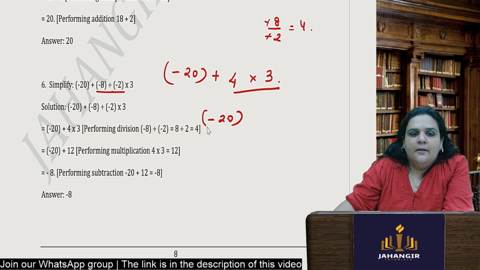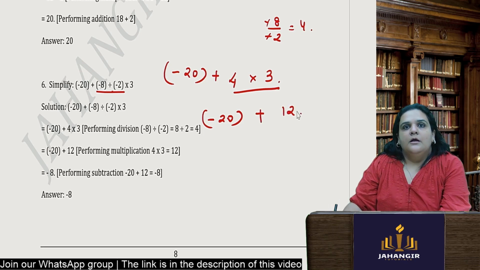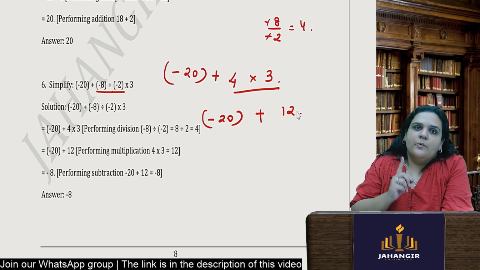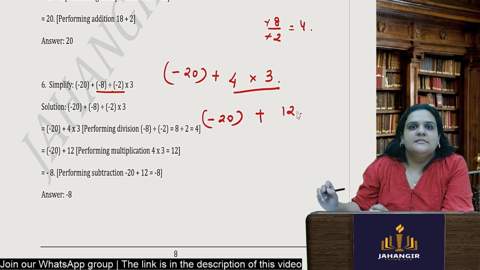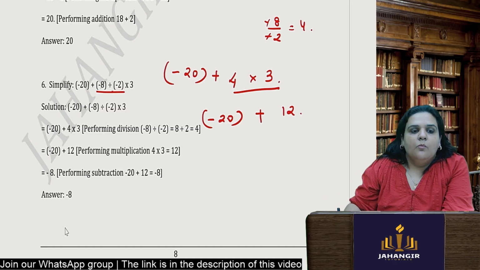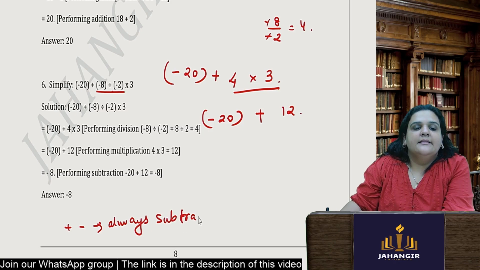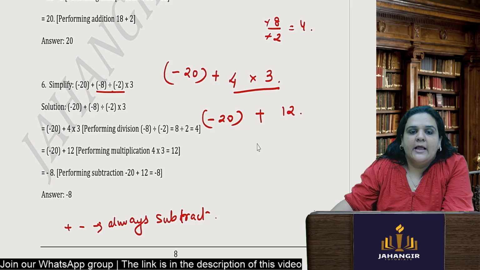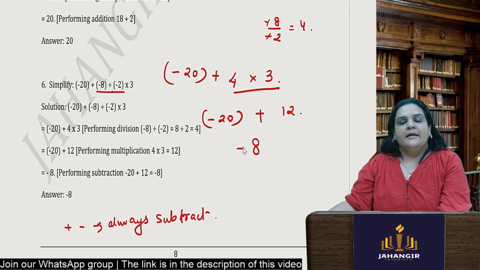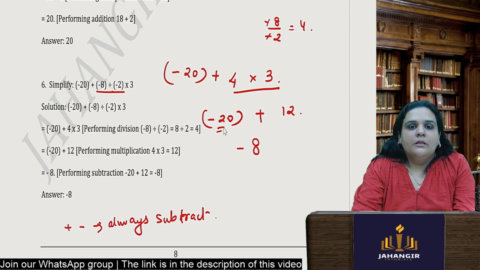Right. Into 3. Then I'll do this multiplication. Minus 20 plus 4 3s are 12. I have one positive integer, one negative integer. I will always subtract. One positive and one negative, always subtract. And the sign will be of the greater number. So I'll get 8 as the difference. And sign will be of minus because 20 is a greater integer.